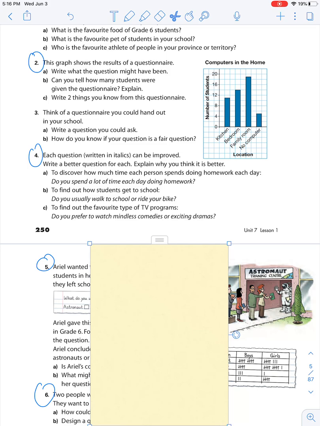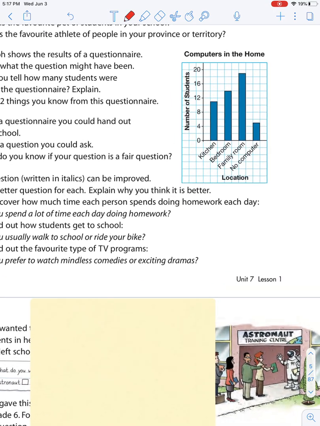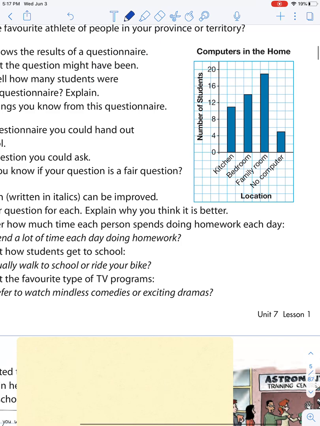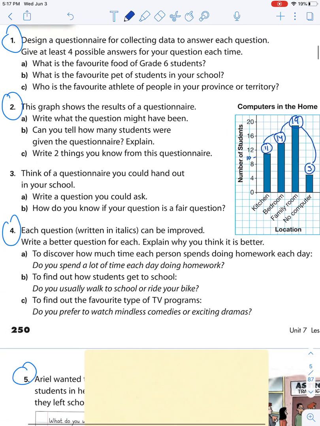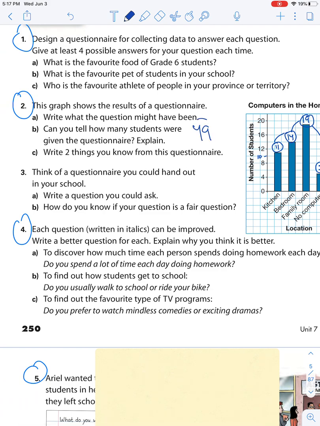Okay, this graph shows the results of a questionnaire. Write what question might have been given. How can you tell how many students were given the questionnaire? Oh, okay, that's a good question. So how can we tell how many students were given the questionnaire? Okay, so we have to look at this a little closer. So for the kitchen, we know that this is 10, right? So we have 11. In the kitchen, we have 14, and then we have 19, and then we have 5, okay? So we just have to add those up. So 25, 44, and then 49. Okay, pretty sure that's right, 49. So we just added up all of the values.